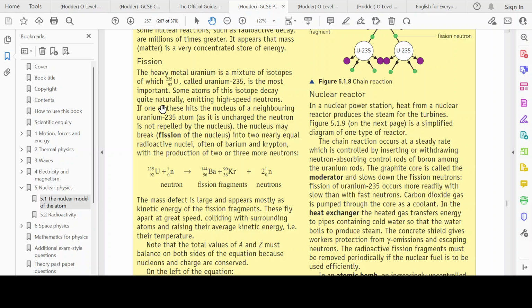So when they do that, they emit high speed neutrons. If one of these hits the nucleus of a neighboring uranium 235 atom, and that can happen because neutrons don't have a charge, so they're not repelled by the nucleus. So when a high speed neutron emitted by a decaying uranium 235 atom hits another uranium 235 atom, the nucleus of that second atom may break, which is the fission of the nucleus, into two nearly equal, radioactive nuclei. They say that, but when you look at the equation, you're like, that doesn't seem very equal.